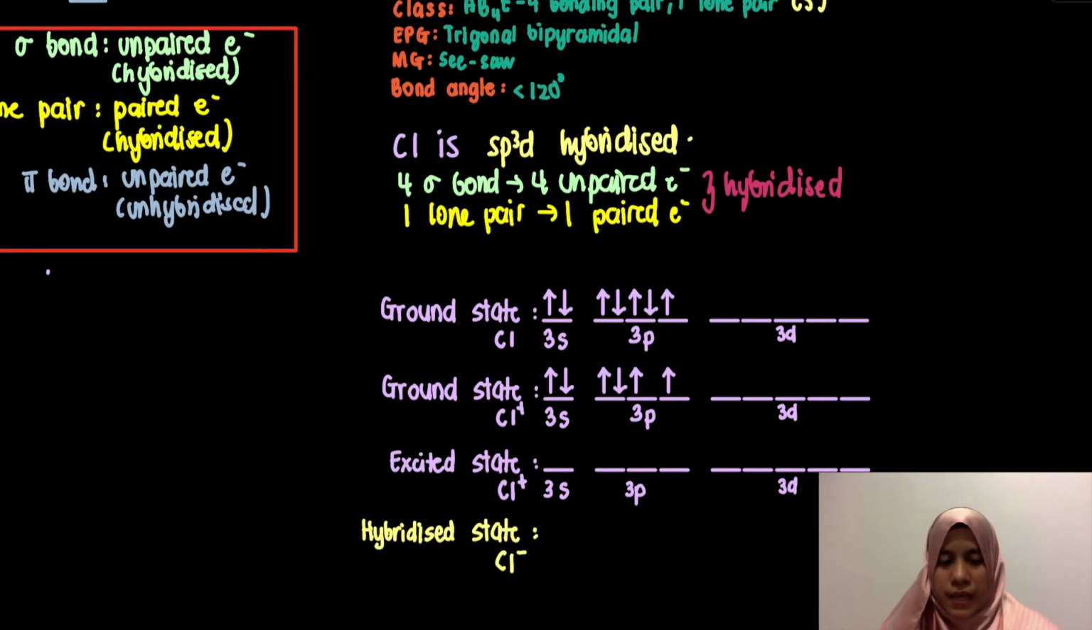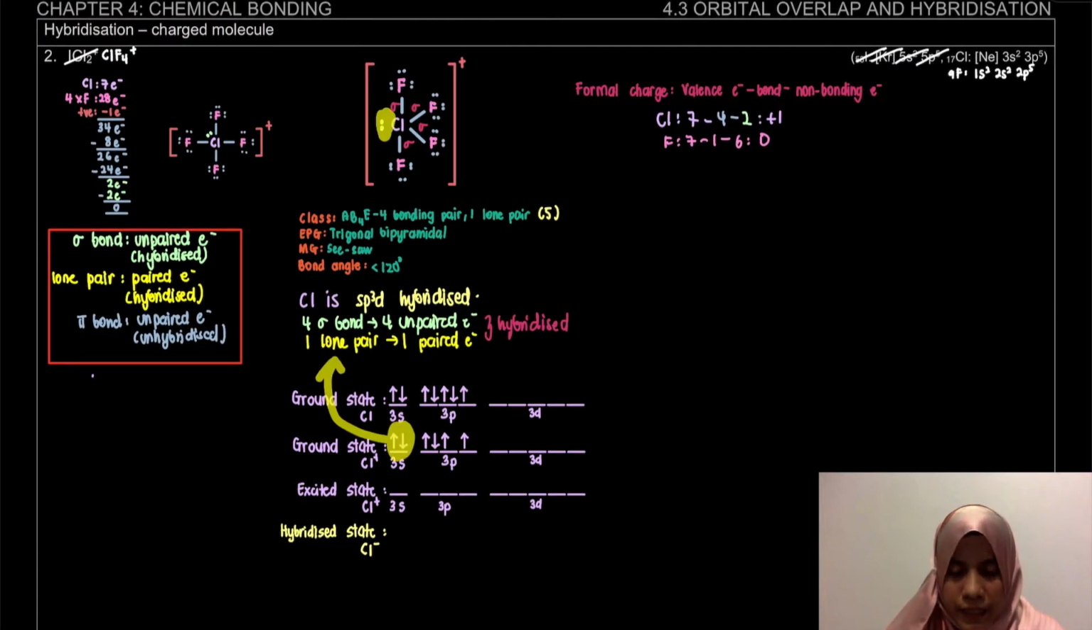Okay, next is my excited state of Cl+. So, remember what we want is actually 1 paired electron. So, kalau boleh kita nak 4 unpaired lah. So, yang ini kita akan kekalkan sebab this is my lone pair. Tengok balik shape kita. Ada satu lone pair. Yang ini kita akan excitekan dia supaya we will get 4 unpaired electron. So, what happen? Yang this one, Miss akan excitekan ke sini.